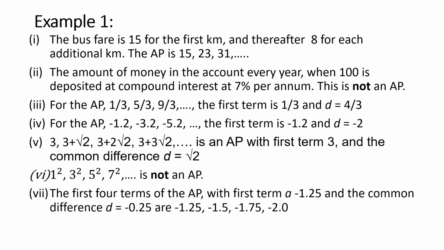For an AP 1/3, 5/3, 9/3, we can say that the first term is 1/3 and the common difference is the difference between the two terms, 5/3 minus 1/3, which is 4/3. Similarly, 9/3 minus 5/3 will also be 4/3. Also minus 1.2, minus 3.2, minus 5.2. This is an AP with the first term minus 1.2 and the difference will be minus 3.2 minus (minus 1.2).